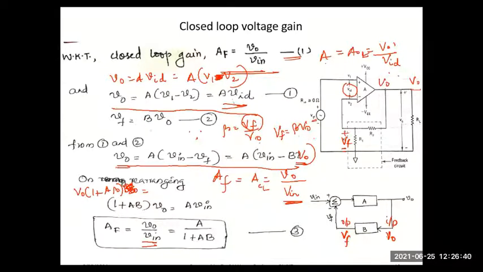We are expressing the feedback voltage in terms of the output voltage, and I will substitute this value Vf as B times V naught in this equation 1. Okay, what will I get? I'll get V naught as A into Vin minus B V naught. For Vf, I'm substituting B V naught.